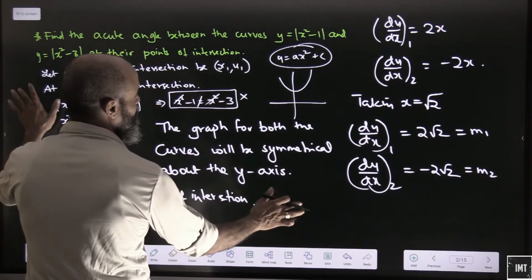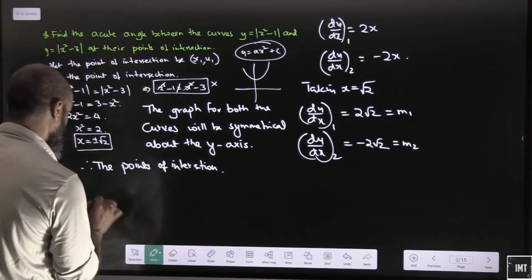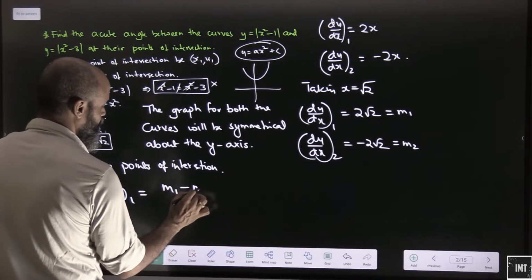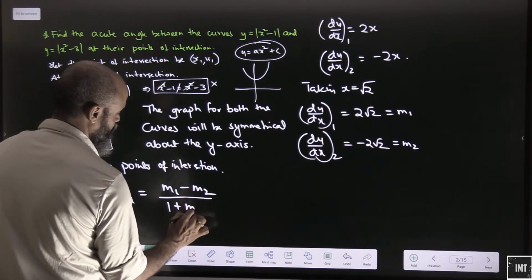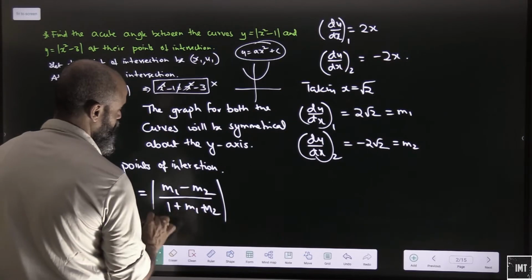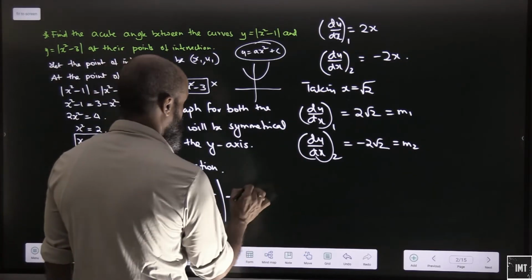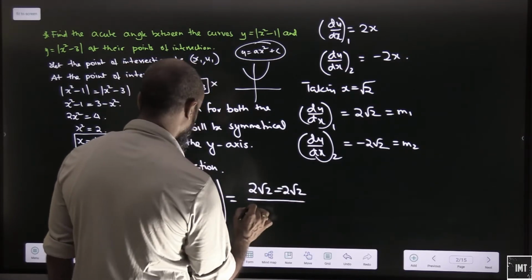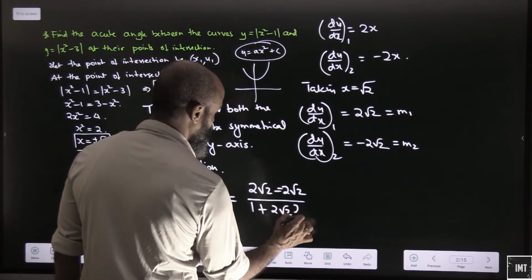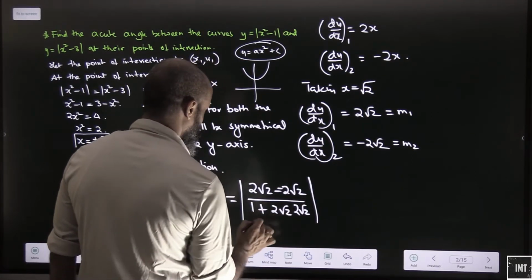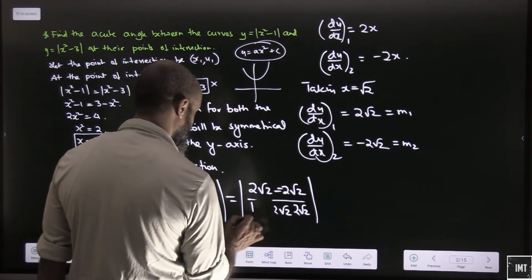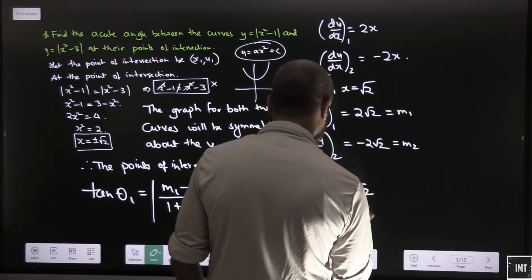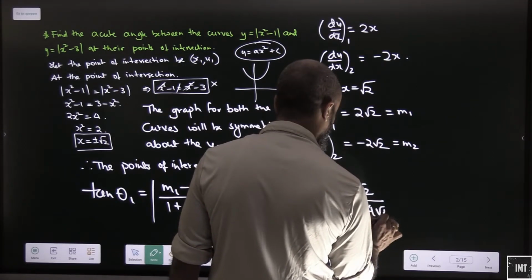So how will we find out the value of the angle between them? tan theta will be equal to (m1 minus m2) upon (1 plus m1 m2). So this is going to be 2√2 minus (minus 2√2), upon 1 plus 2√2 into (minus 2√2). So 2 plus 2, that is 4√2, upon 1 minus 4√2.